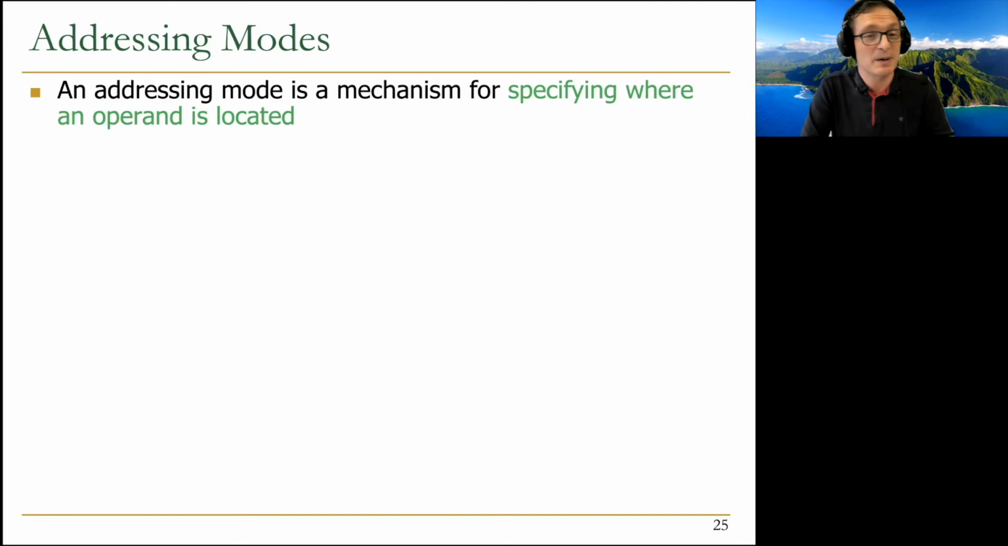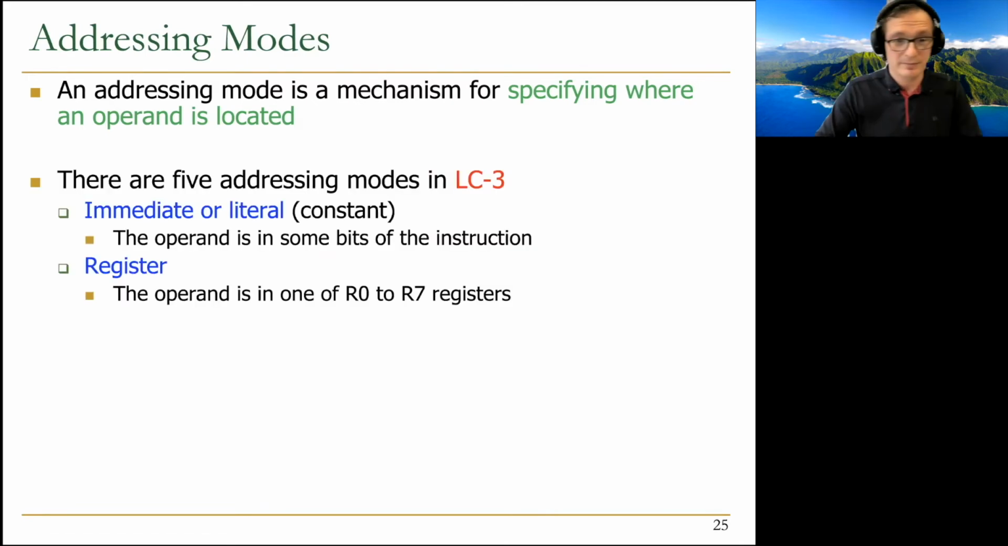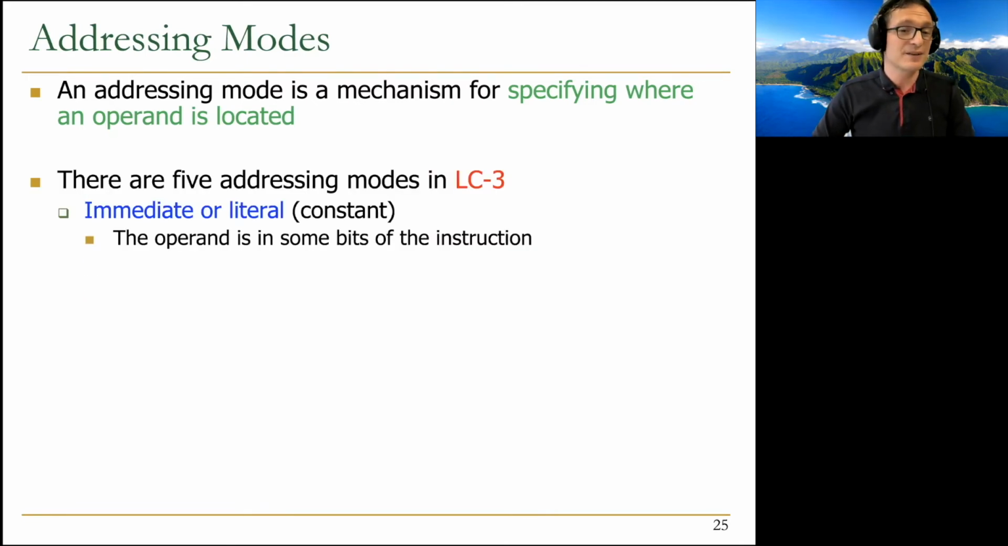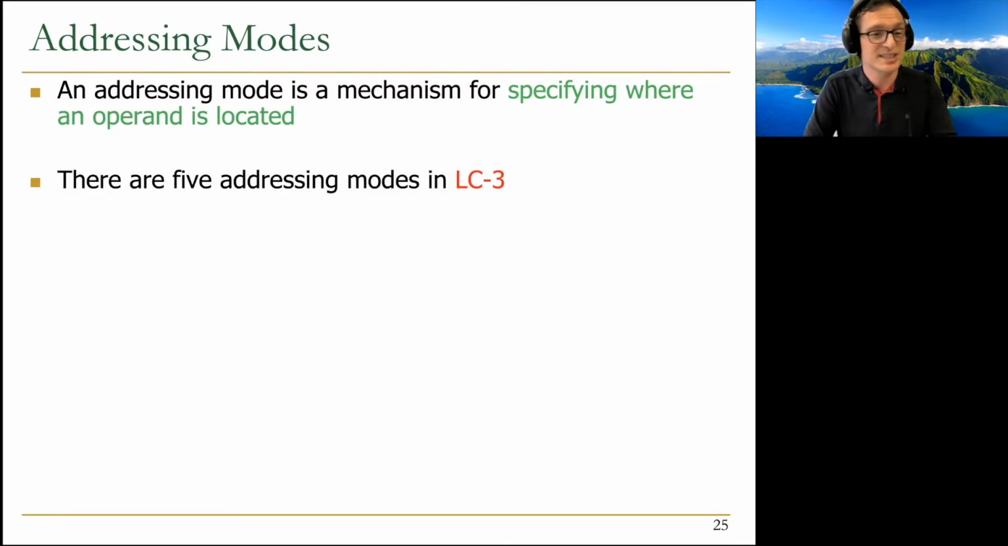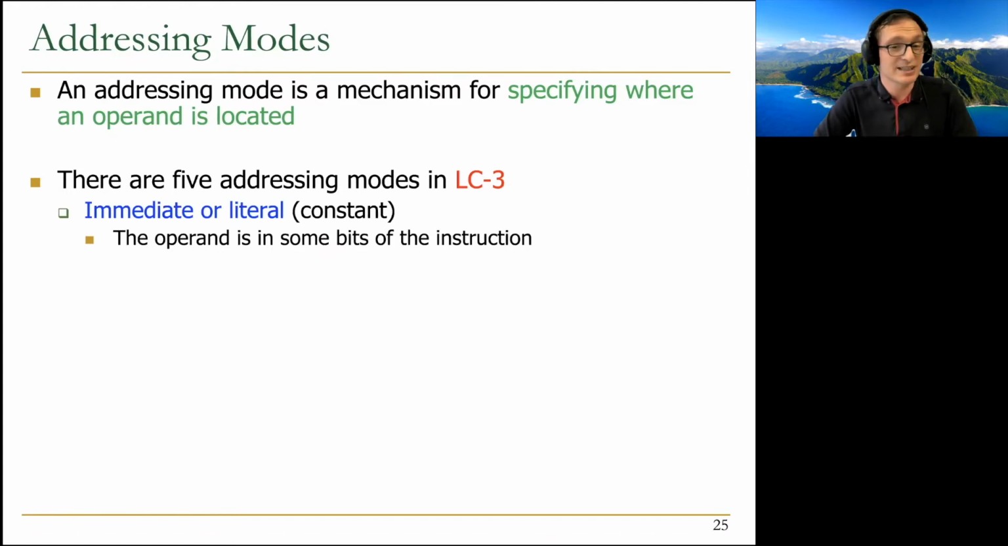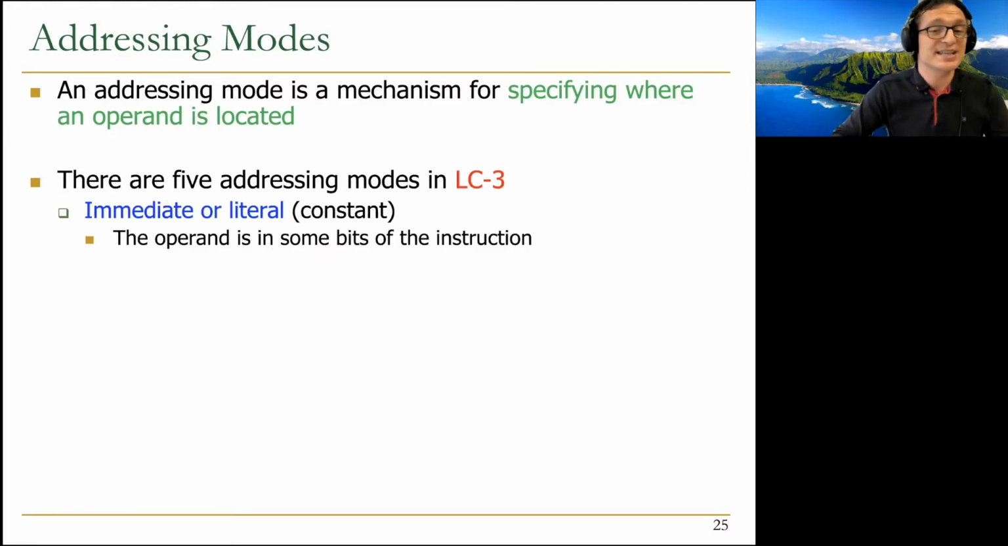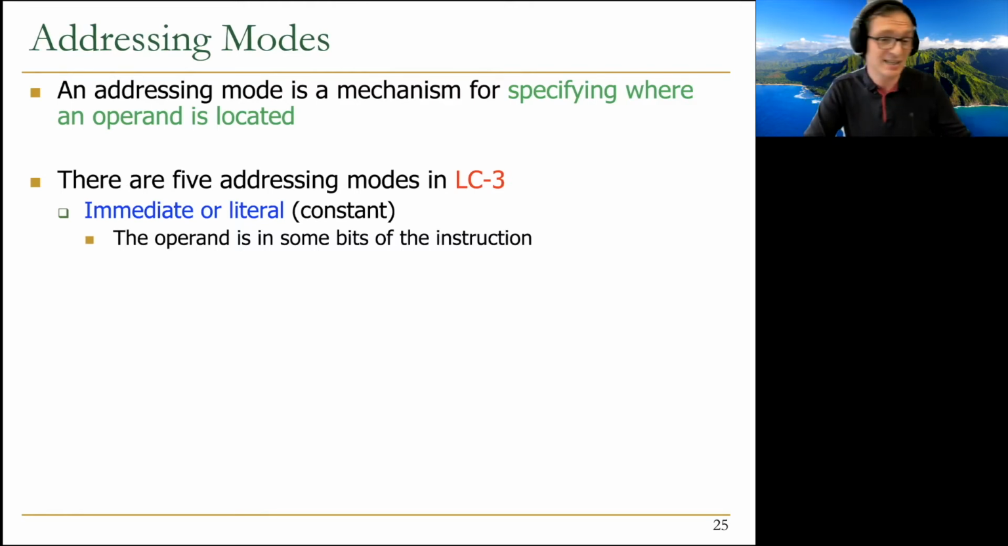And there may be many, many addressing modes. Okay, so in LC3, for example, there are 5 addressing modes. We're going to see them. Immediate or literal is constant. And in this case, the operand is in some bits of the instruction, as we saw yesterday a little bit.